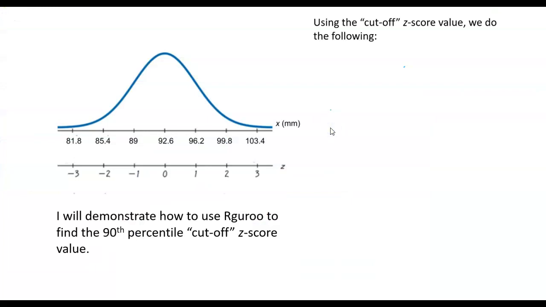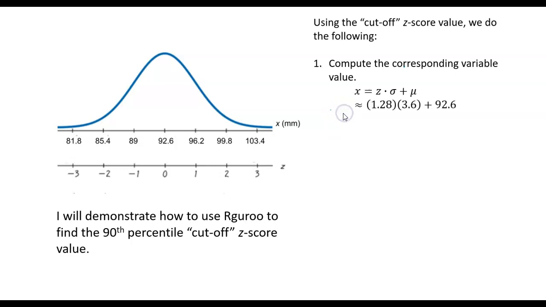So now that we have our z-score cutoff value, which you may recall was 1.28, we're going to use that value to compute the corresponding variable value. So we use a variation of the z-score formula. Notice that I've rewritten the formula so that the x variable is on the left-hand side rather than the z value, which we had for a z-score formula.